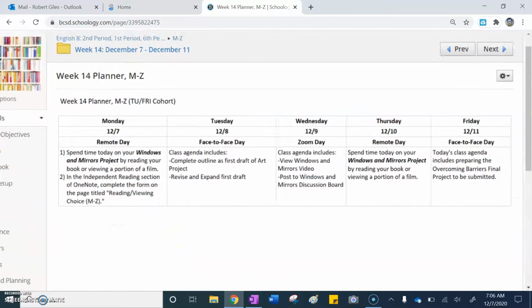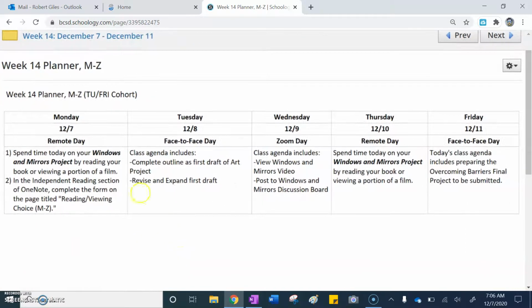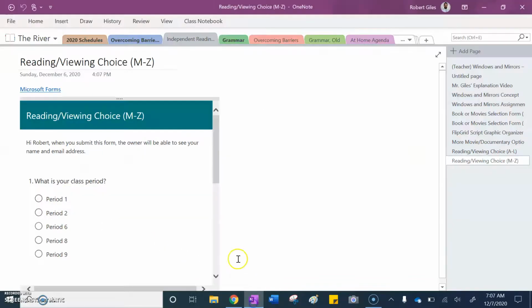When we look at it, your remote day Monday, spend some time starting that Windows and Mirrors project that I talked to you about on Friday. Either start reading your book or start watching part of a film. Once you have that book or film and you're started on it, I want to know what it is. So in the independent reading section of OneNote, there's a form, and all you do is tell me what you are reading or watching currently.